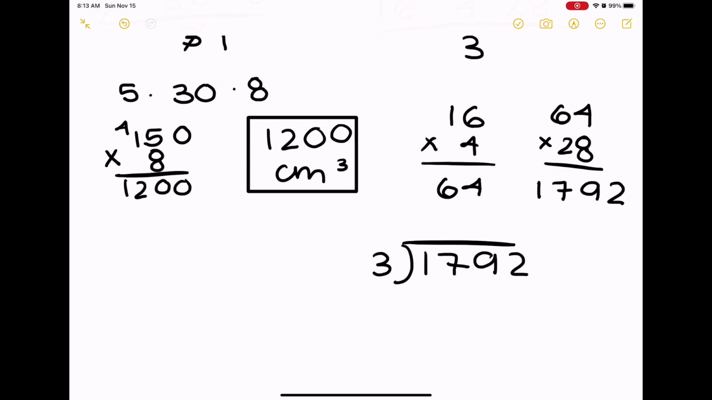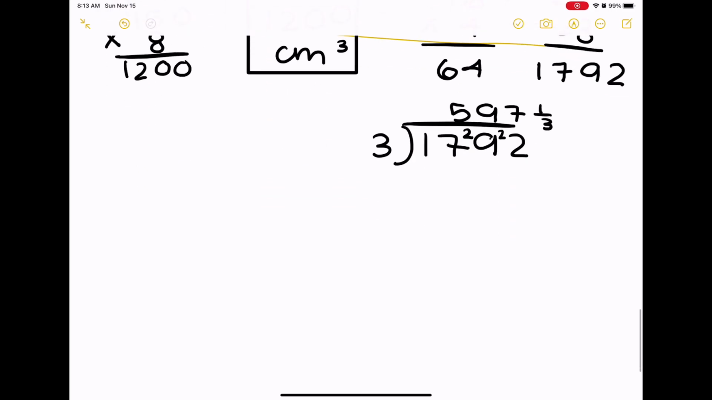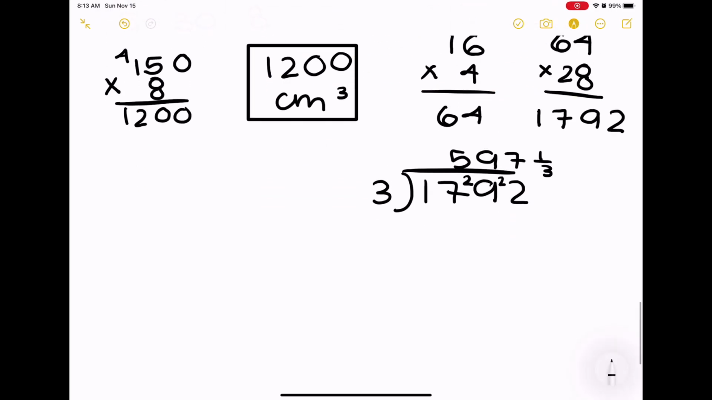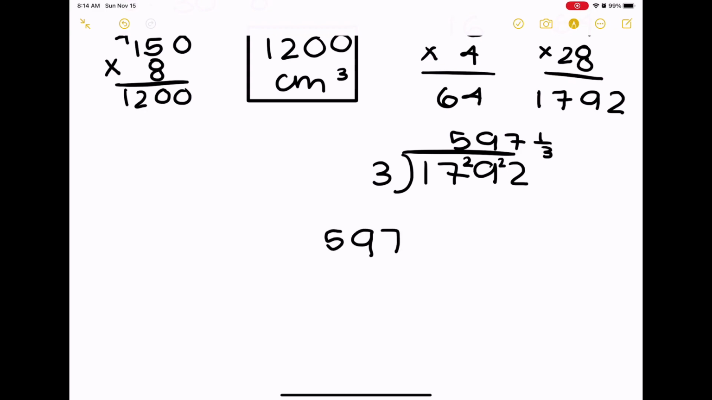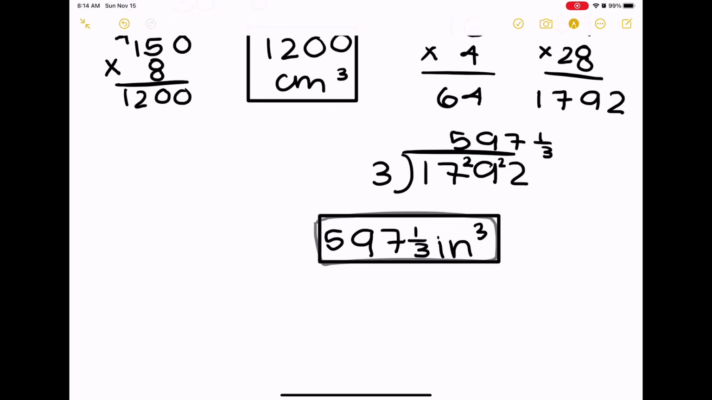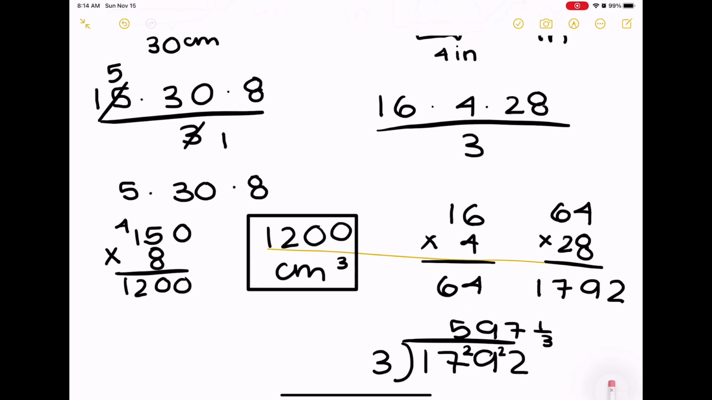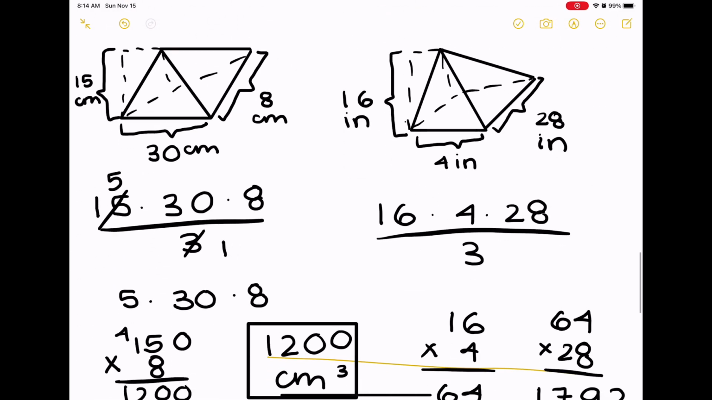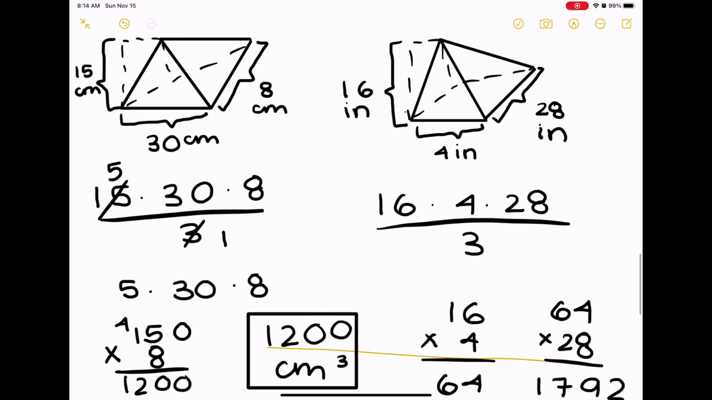So this was probably a bit of a tedious process, but then we have to divide. Sorry, we can't get to our answer yet. You may have gotten a fraction for this one, but it's okay. If we divide, I'm using short division, we get 597 and 1/3. You could have put 0.3 with the bar on top, whatever works for you, but I just did 1/3 inches cubed because the unit is inches, and then we're multiplying inches by itself 3 times.